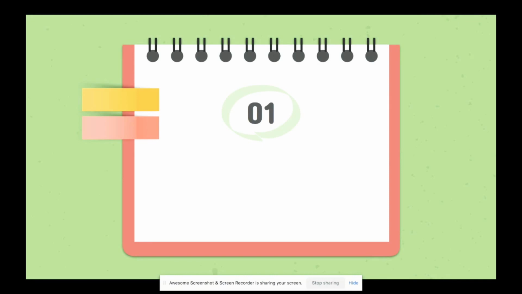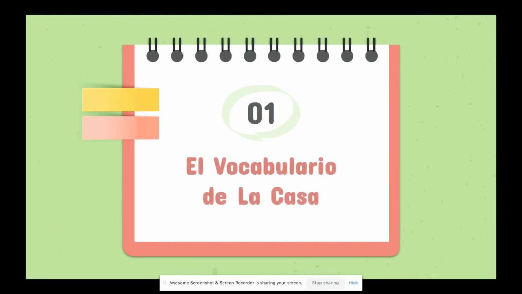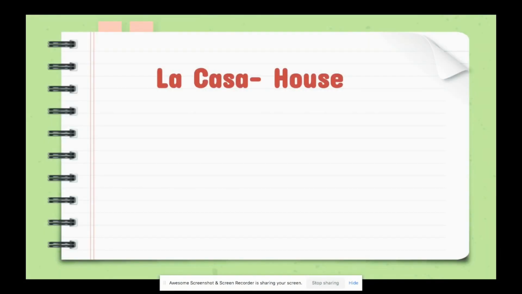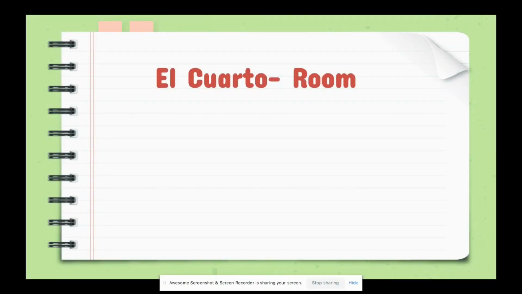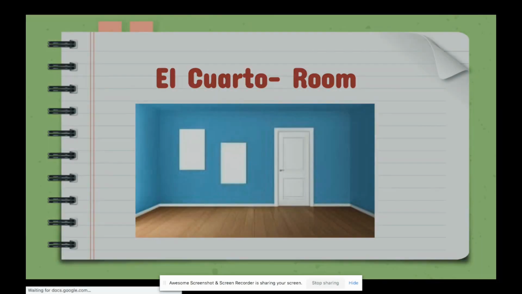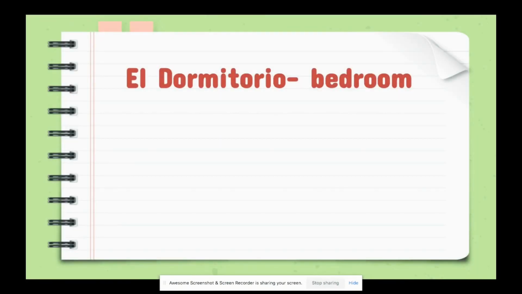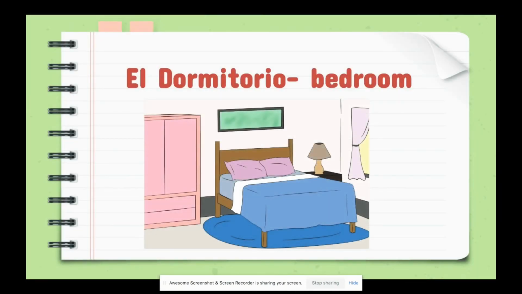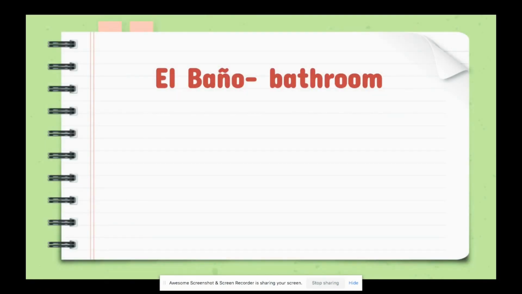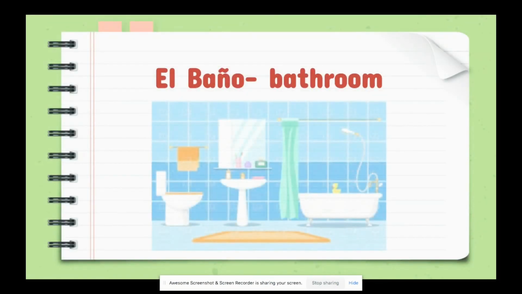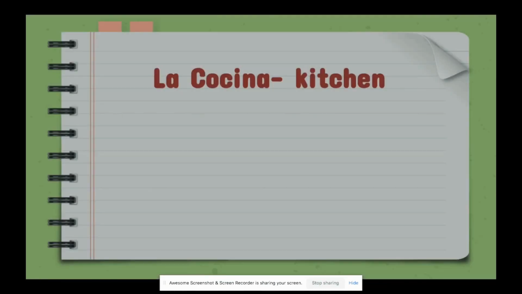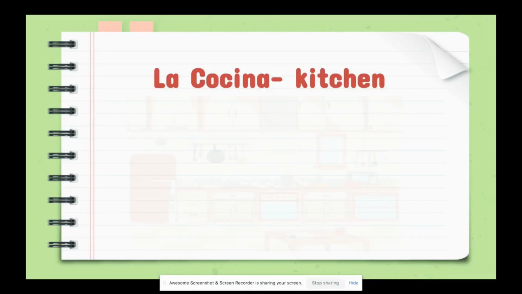Okay, so empezamos aquí. Número 1. El vocabulario de la casa. La casa es house. El cuarto es room. El dormitorio es bedroom. El baño es bathroom. La cocina es kitchen.